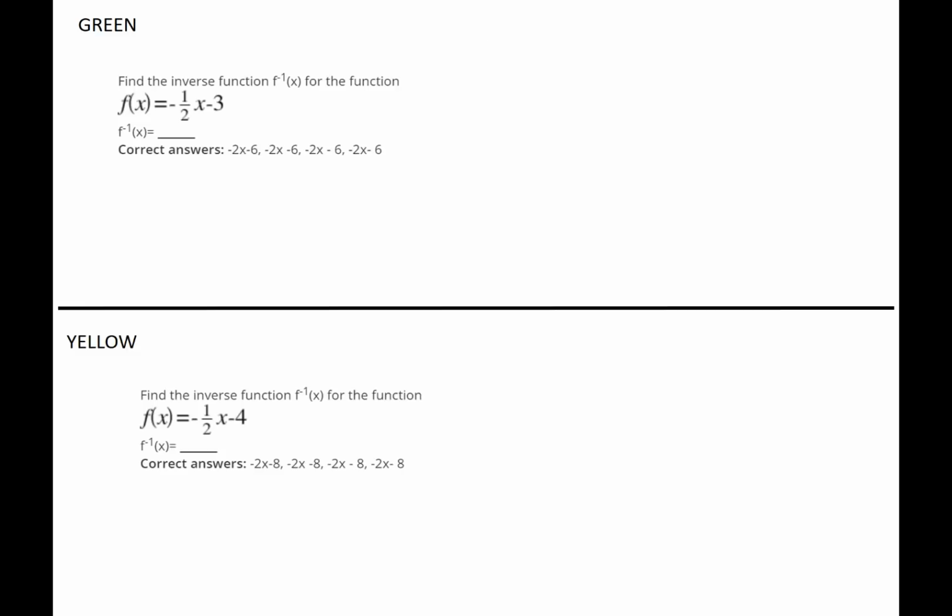So the first thing we're going to do is we're going to switch the notation to a y. So we're going to say y equals -1/2 x minus 3. We're not going to follow what the book says because you didn't get it that way, so obviously, you need to switch x and y. So we're going to switch x and y. We've got x equals -1/2 y minus 3. Now we're going to get y by itself.